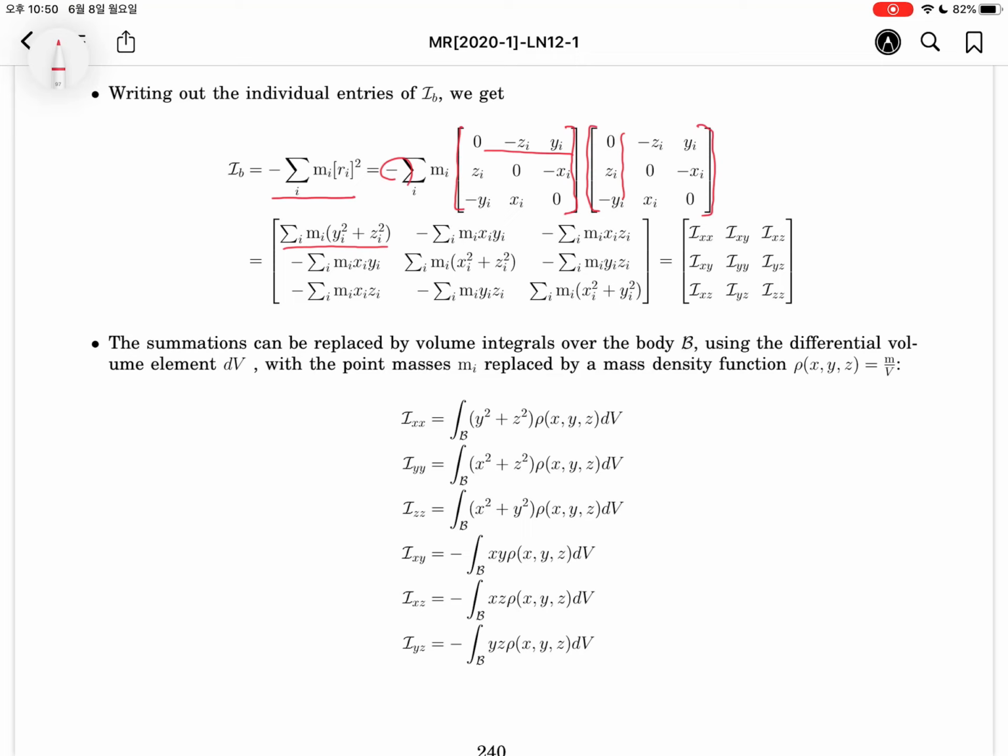How about the 1 by 2? Okay, 1 by 2. We have the xi, yi. We have the minus sign. So minus summation mi, xi, yi. Okay, like this we can complete the 9 elements of the inertial matrix IB. Okay, let's make a notation about the first element. 1 by 1, this part will be denoted by Ixx. The 1 by 2 is dependent on the xi and yi, so Ixy. Okay, this is the Ixz.